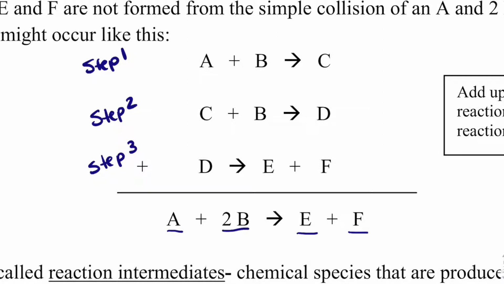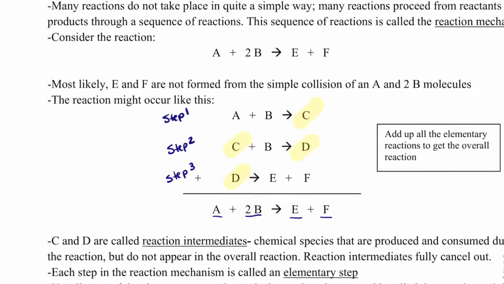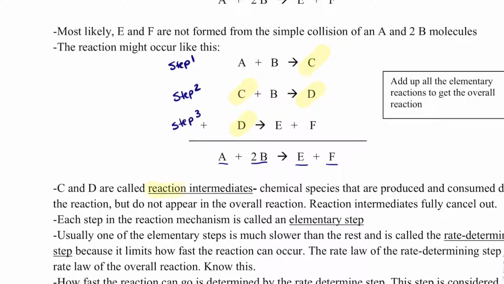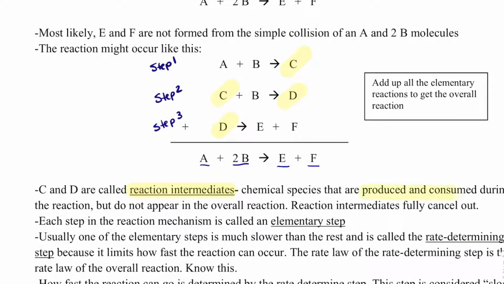And so for a brief moment in time, I do have C, but C is ultimately consumed. And if I looked at the overall reaction, I would never know that there was, in fact, a C. And the same thing is true for D. D is produced and then later consumed, and that is the definition of an intermediate: something that's produced and then later consumed during a reaction.